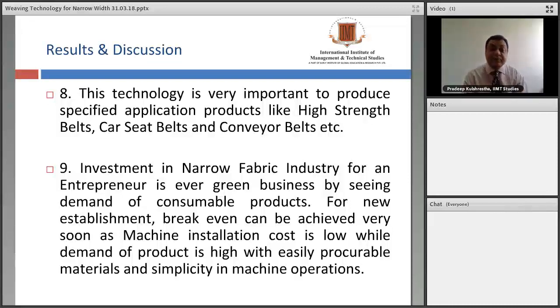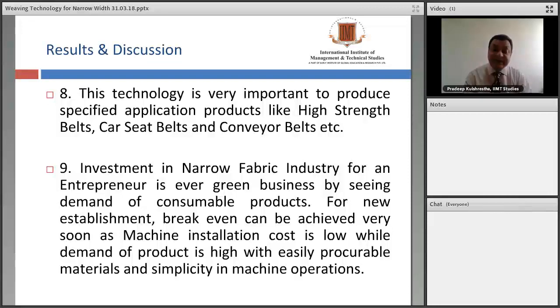This technology is very important to produce high strength belt, car seat belt, conveyor belt. Suppose there is a machine, spinning ring frame. The bobbins are collecting on the belt. That belt is made by weaving and further lamination and coating. This is used as conveyor belt.